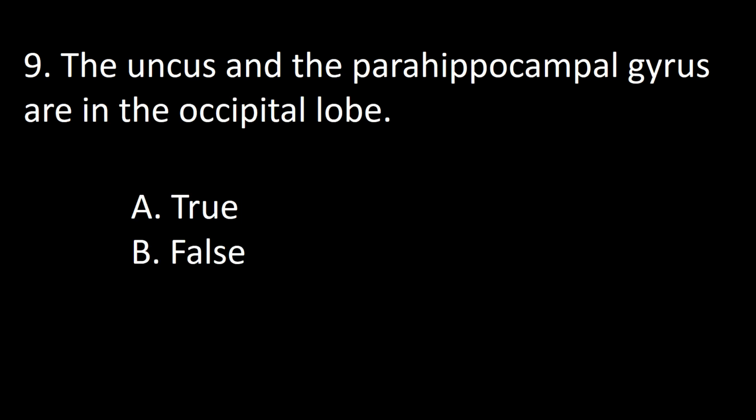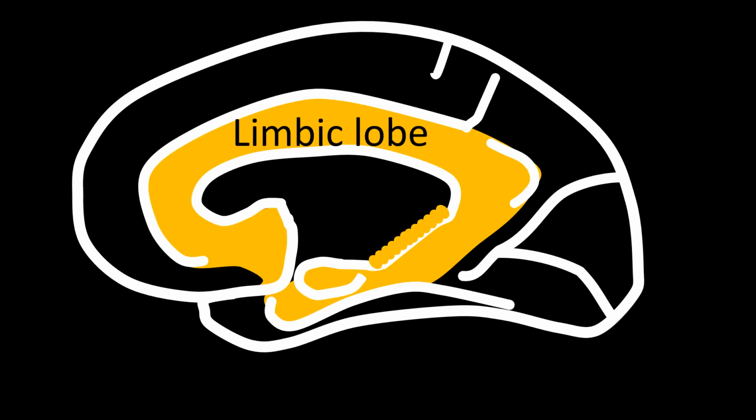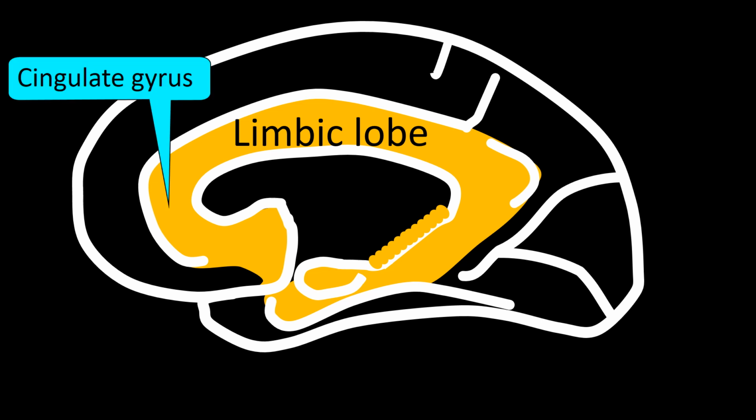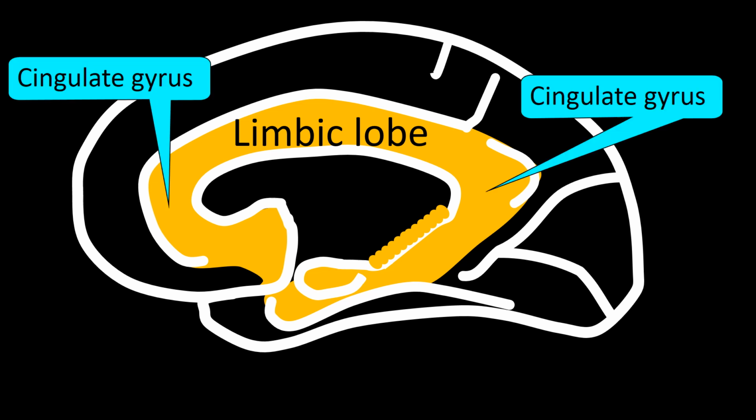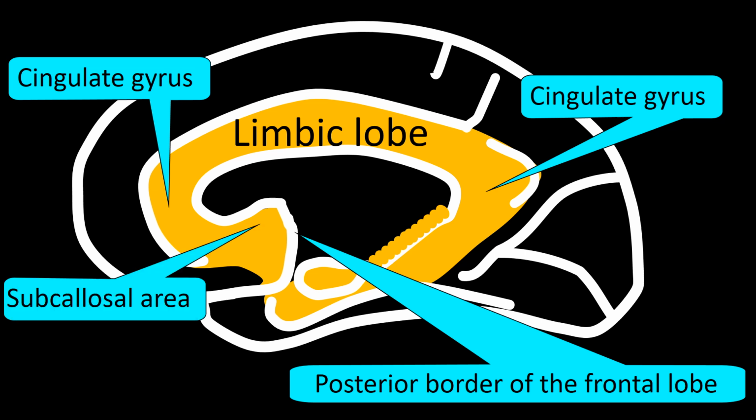Next question. The uncus and the parahippocampal gyrus are in the occipital lobe. A true, B false. As we have pointed out so many times, this view represents the mesial inferior surface of the right hemisphere. I have now colored dark yellow the limbic lobe. Anteriorly, we have the cingulate gyrus, which extends all the way to the back and going towards the front all the way down to the posterior border of the frontal lobe, which we have indicated in the past. This area is called the subcallosal area.